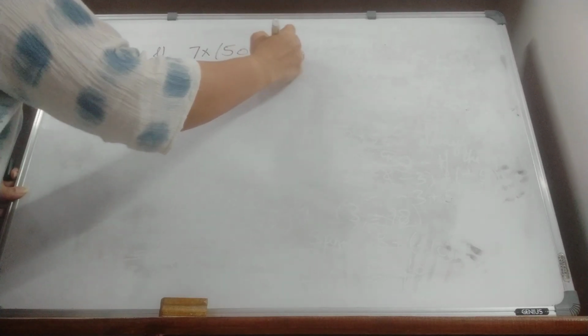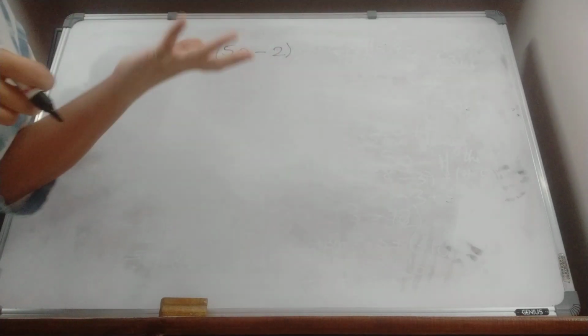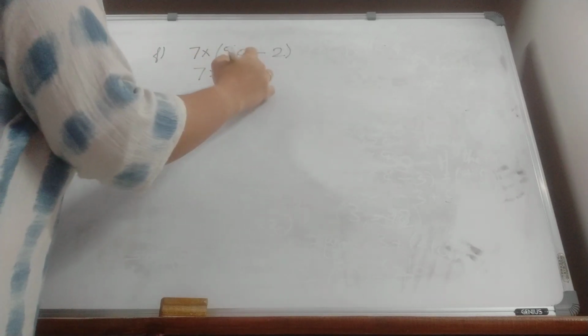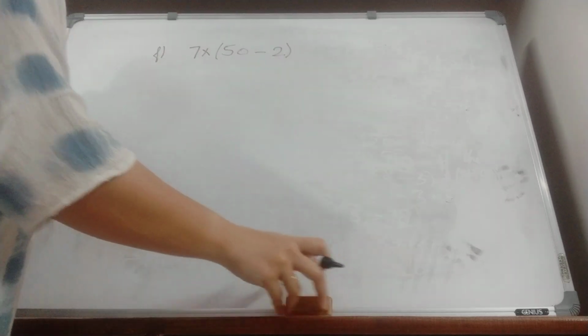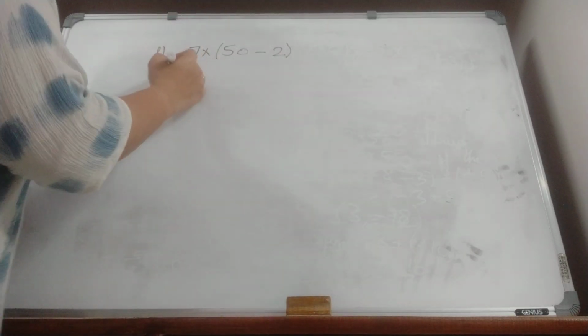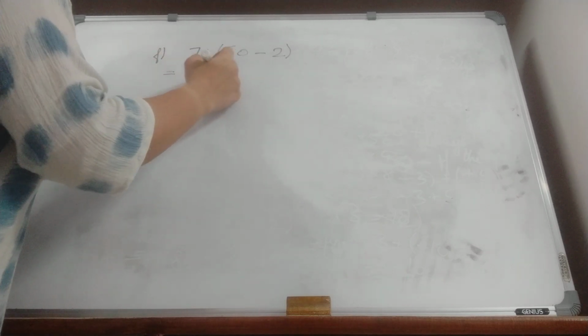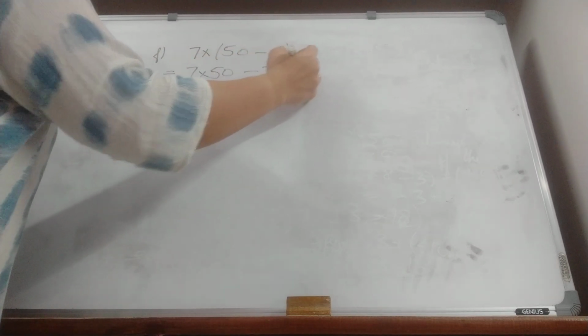Now the F part is 7 into 50 minus 2. Now I don't know why, generally every year I see this. Children in the next step write 7 into 48 and then they find the answer and write it down. Please understand, we need zeros for oral multiplication. So we are going to simply do 7 into 50 minus 7 into 2.